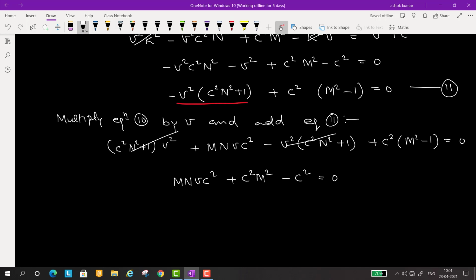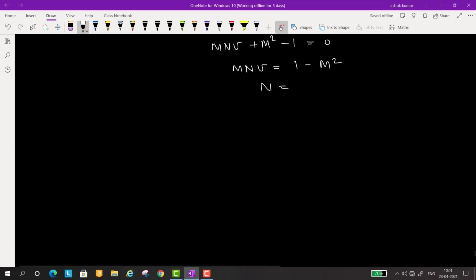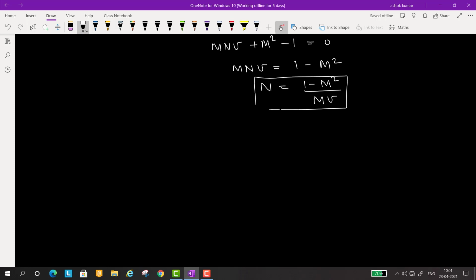We can also cancel c in all the terms. It will be 1. So it will be m n v plus m square minus 1 is equal to 0. So m n v is equal to 1 minus m square. So n is equal to 1 minus m square upon mv. So we mark this as equation number 12.